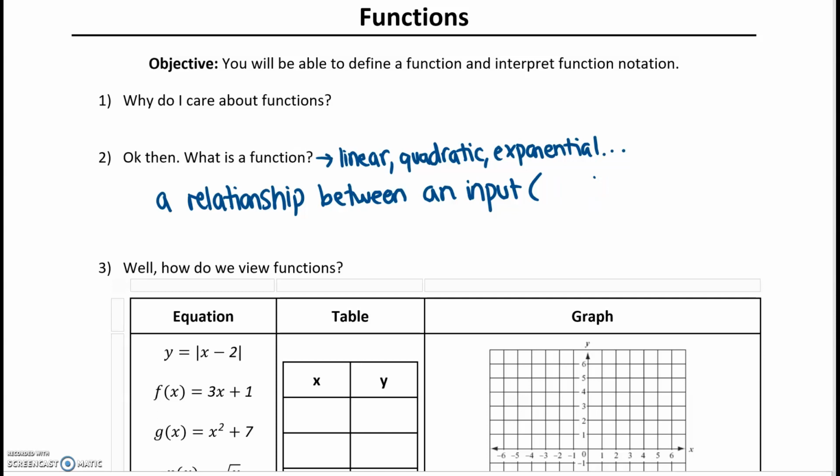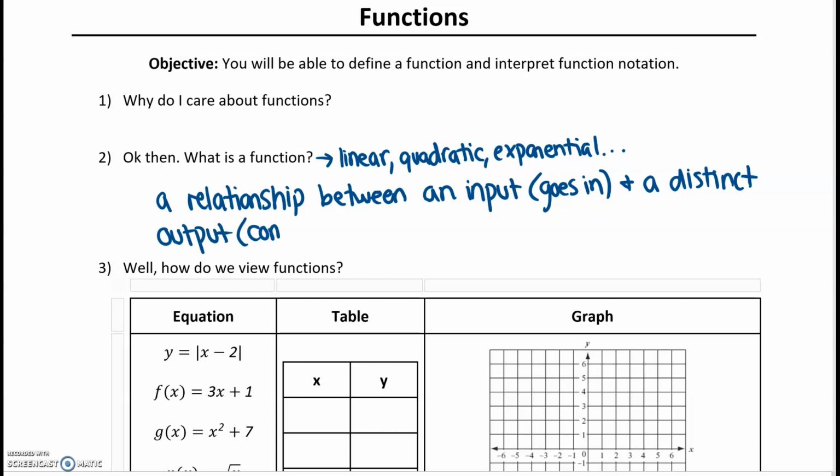Actually, let's not use the word plug in. Let's say an input, which is what goes into the function. Makes sense, input goes in. So it's a relationship between an input and a distinct output. So output means what comes out.